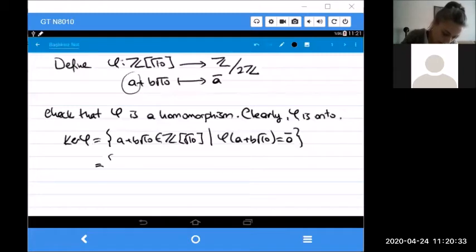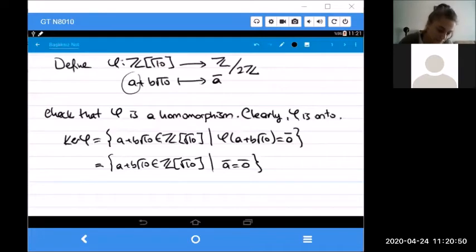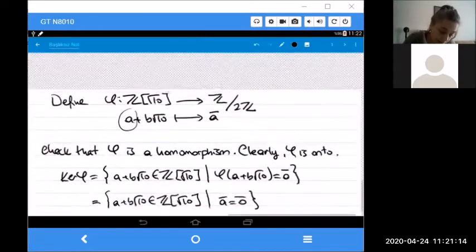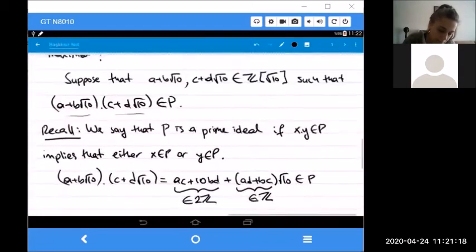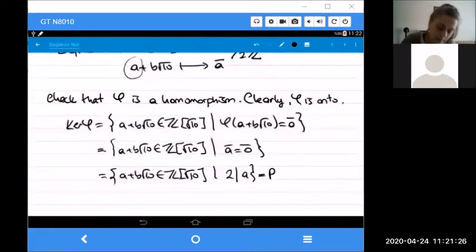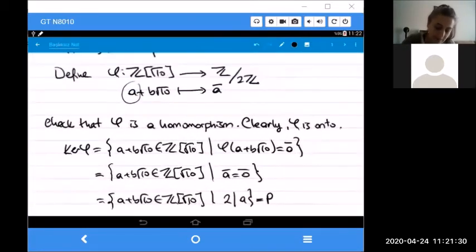Now this means that a plus b root 10 in Z root 10 in our ring, what was the image of this a plus b root 10? This is just the modular class of a. This is equal to 0 bar. And this means that a plus b root 10 in Z root 10 such that a is congruent to 0 modulo 2 means that a is an even number, or we just write 2 divides a. And this is nothing but the definition of our ideal P. So this means that our kernel is P. Okay? So we have a surjective homomorphism with kernel P.